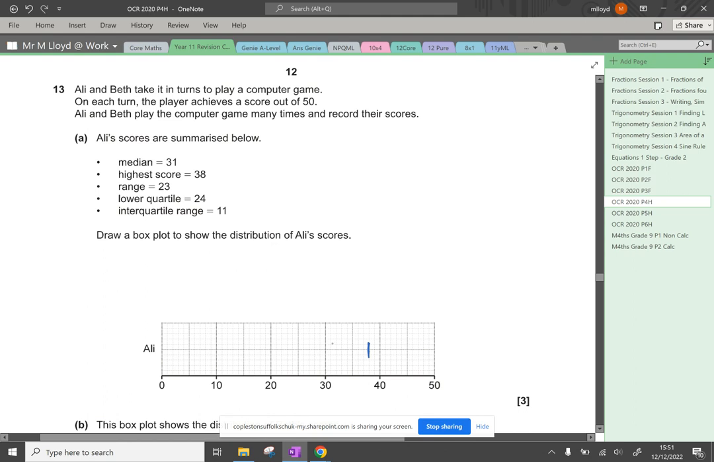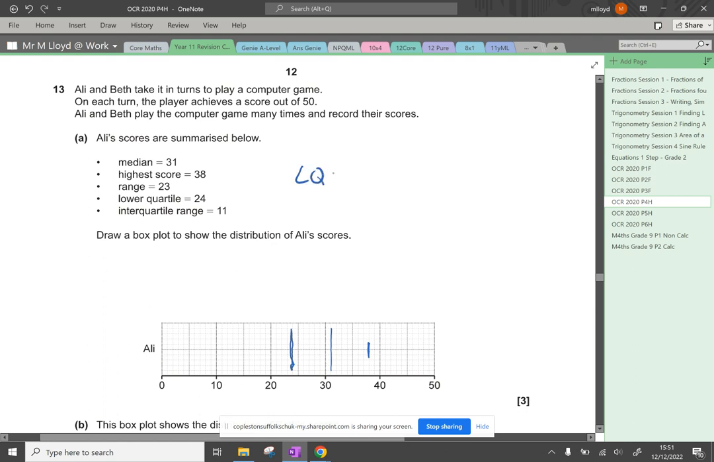Our median is 31. So I'm going to make a slightly bigger box there for the median. The lower quartile, 24, is going to go in there. Just make sure it's definitely on 24. Be careful with that, of course. Bring that all the way down. And then, right, so our interquartile range is 11.